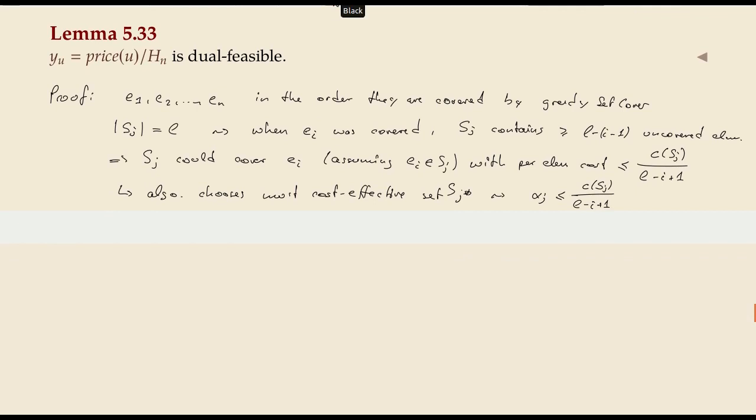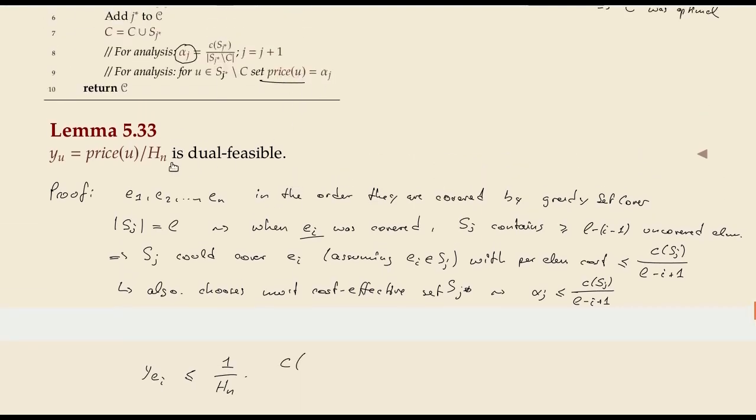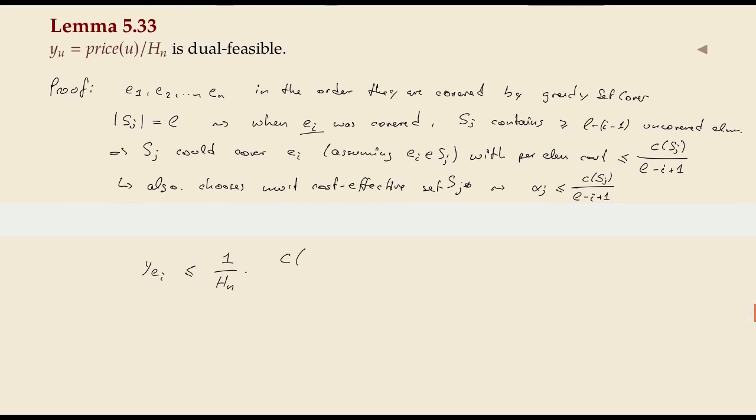Now let's talk about the variables y. If we look at this variable that corresponds to the element that we are just about to add, by definition we have this factor 1 over Hn, the nth harmonic number. And then this is the price. Price of u is just the alpha, so we just insert what we know about this. So far, so good.